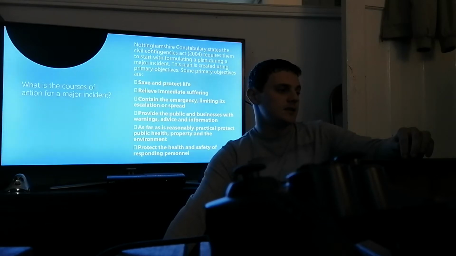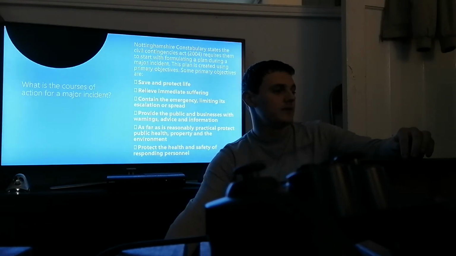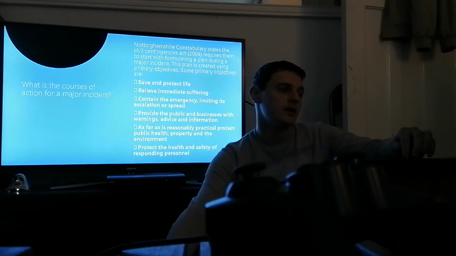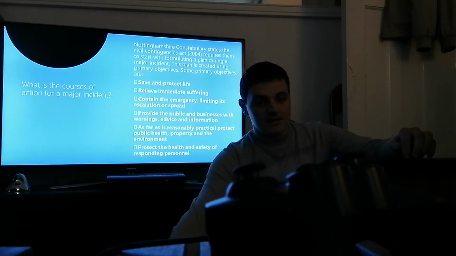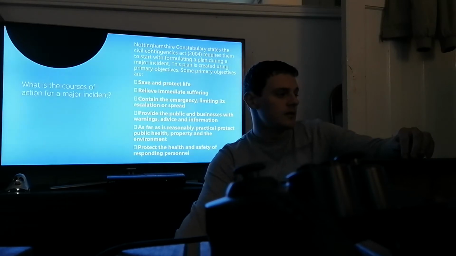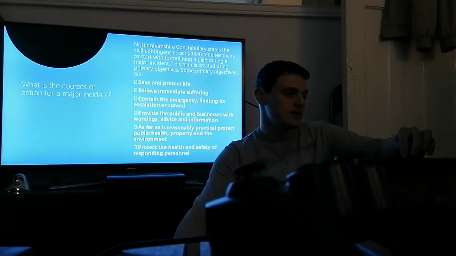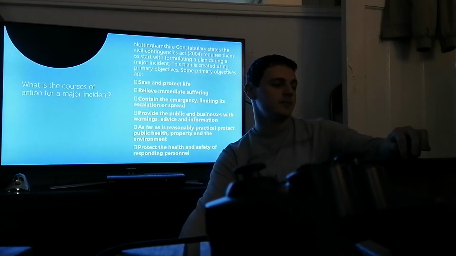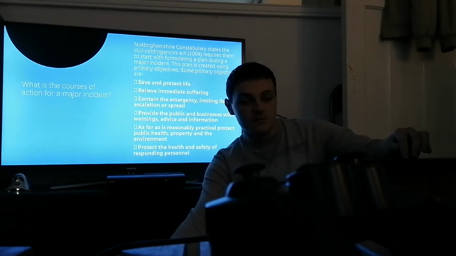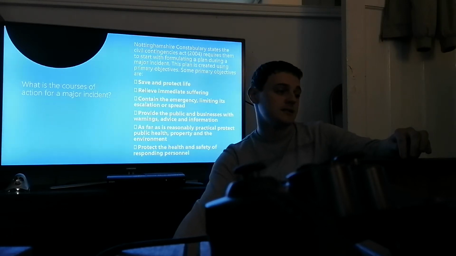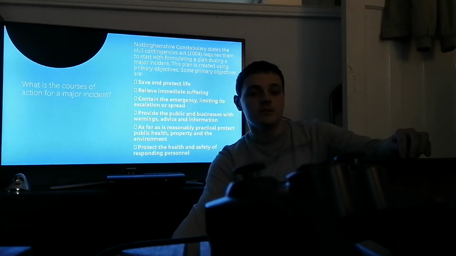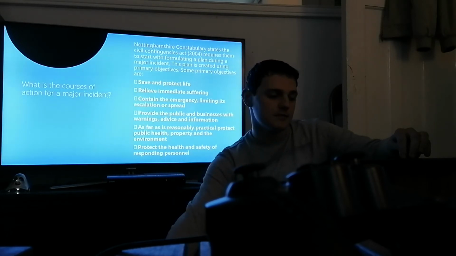What are the courses of action in a major incident? Nottinghamshire Constabulary states the Civil Contingencies Act 2004 requires you to start by formulating a plan during a major incident. Some primary objectives of these plans, which are the first part of the plan to get filled out, are to save and protect life, relieve immediate suffering, contain the emergency, limiting its escalation or spread, provide the public and businesses with warnings, advice, and information, as far as reasonably practicable protect public health, property, and the environment, and protect the health and safety of responding personnel. The most important two of those are to save and protect life and to protect the health and safety of responding personnel. But most incidents will pick and choose from the other objectives depending on what the hazards are.